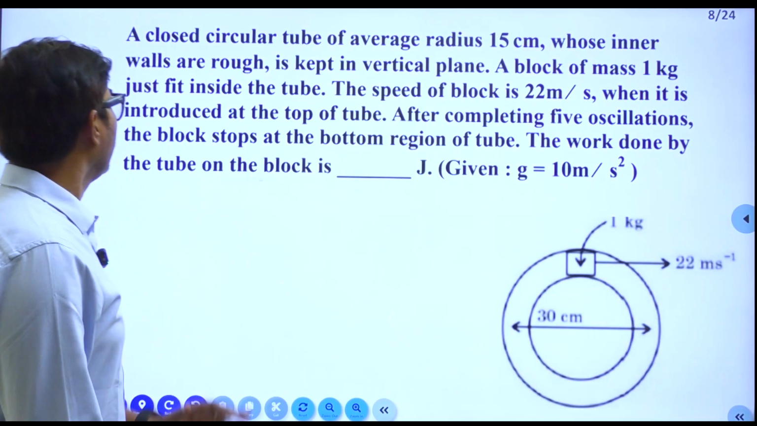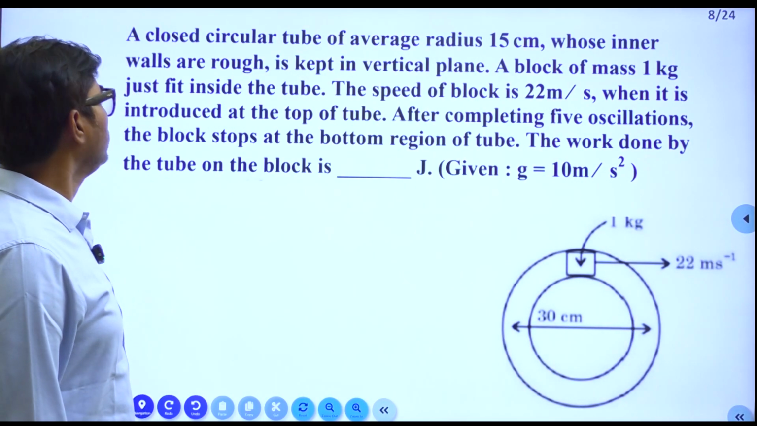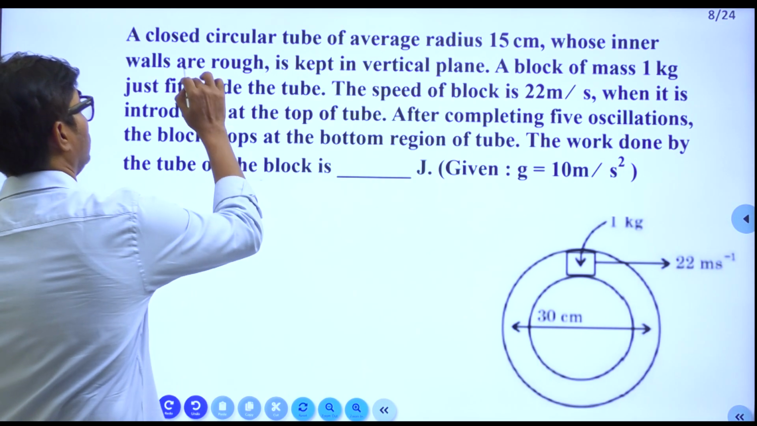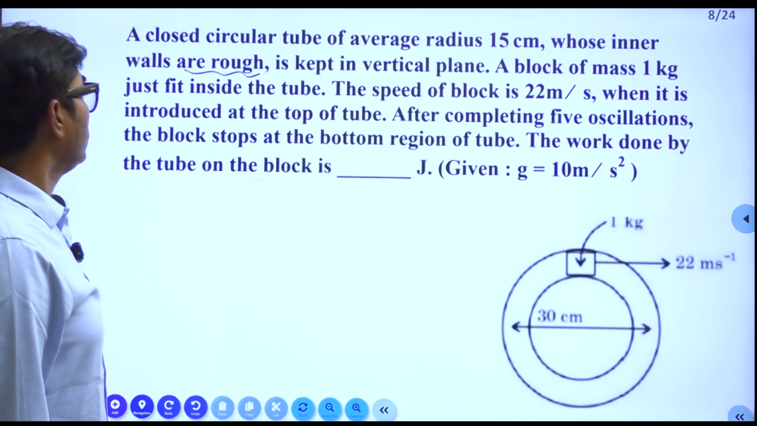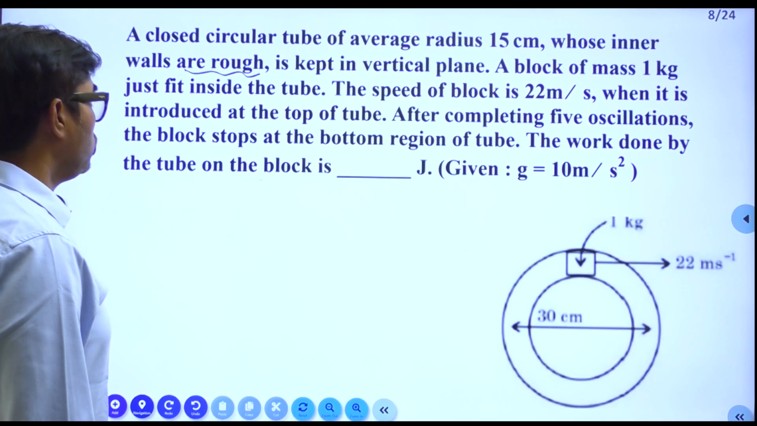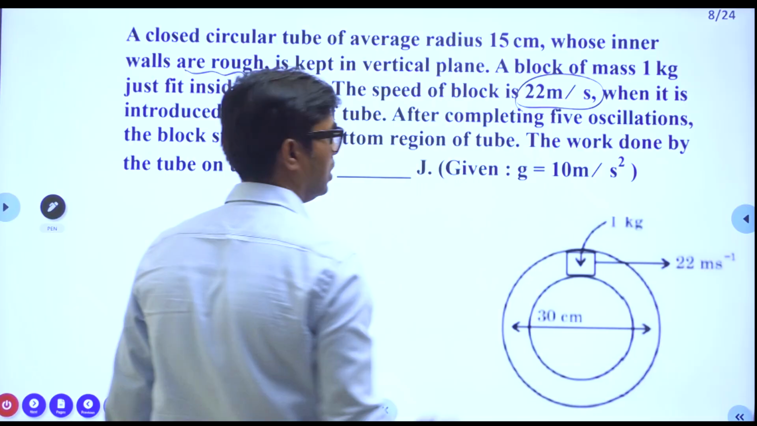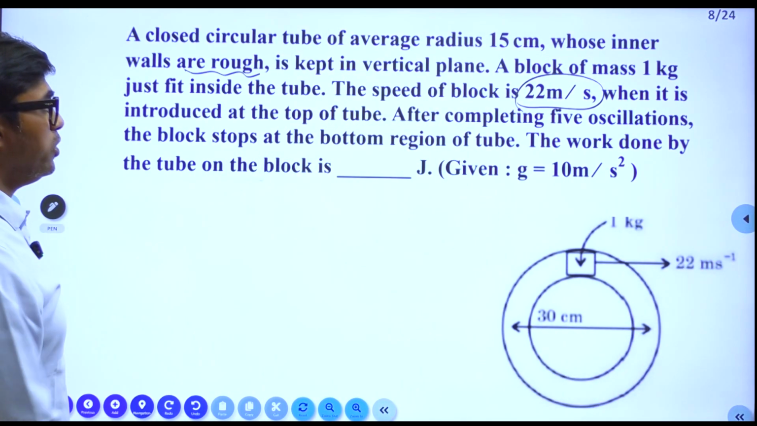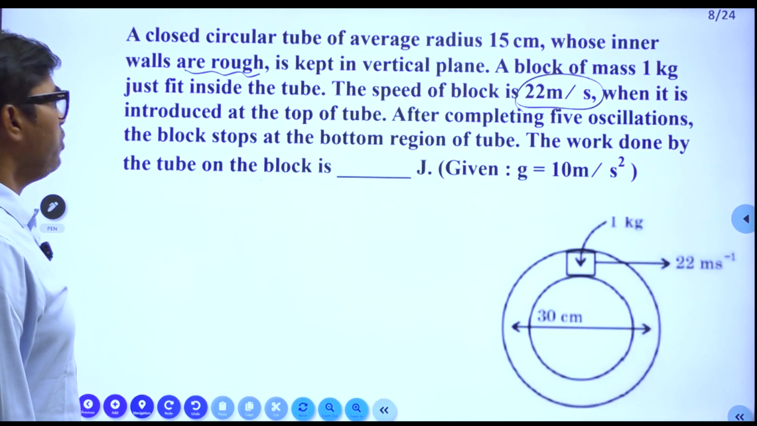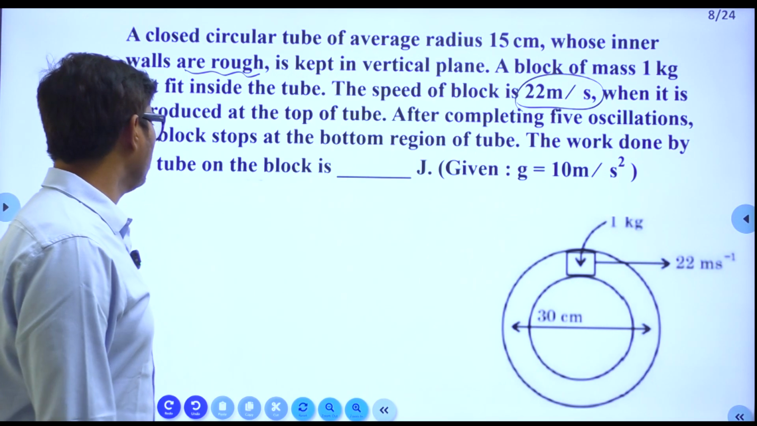Alright, next problem. A closed circular tube of average radius 15 centimeter whose inner walls are rough. Okay, so there is friction over there. It is kept in a vertical plane. A block of mass 1 kg just fits inside the tube. The speed of the block is 22 meter per second, initially, when it is introduced at the top of the tube. After completing 5 oscillations, the block stops at the bottom region of the tube. Then find the work done by the tube on the block.